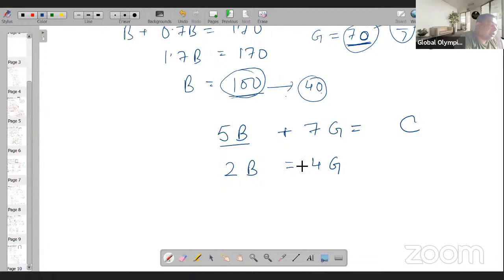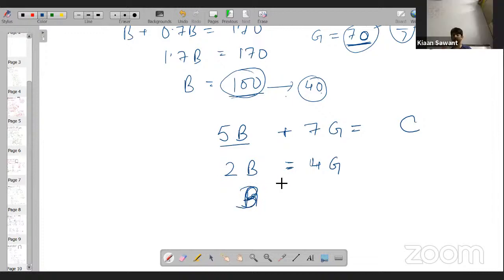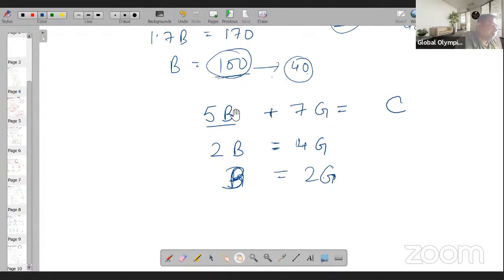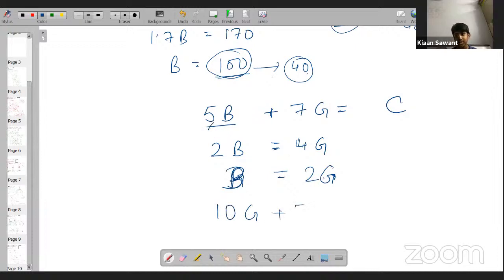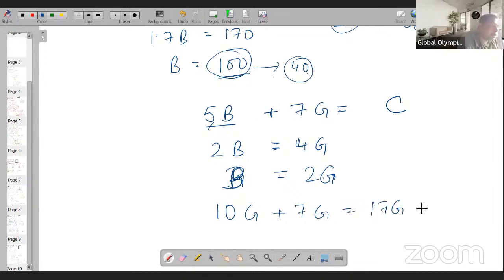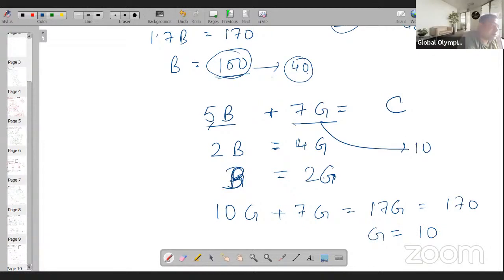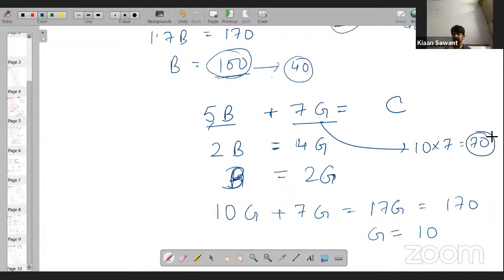We will try to replace this. 2 boys is equal to 4 girls, which means a boy is equal to 2 girls. Let's do it this way so that we don't deal with fractions. When we put a boy is equal to 2 girls, we get 10 girls in this one plus 7 girls, which is equal to 17 girls. 17 girls is equal to 170, and therefore a girl is equal to 10. And how many girls do we have? 7. So that's it, 70.